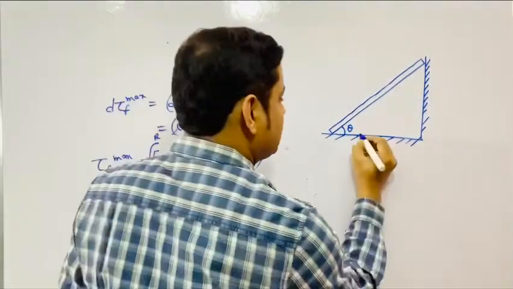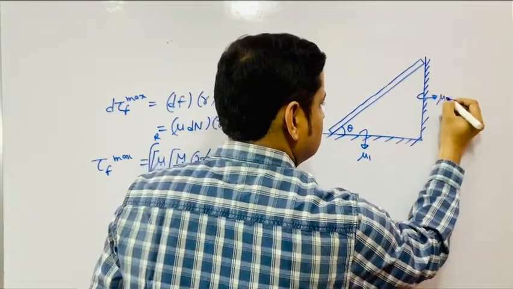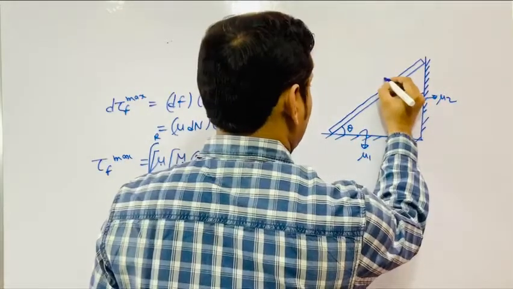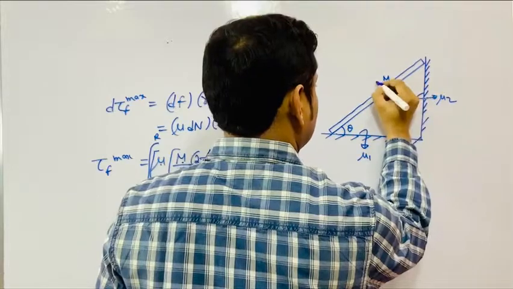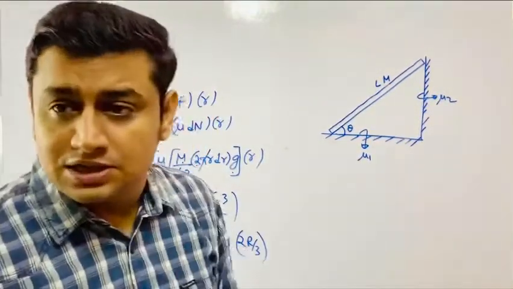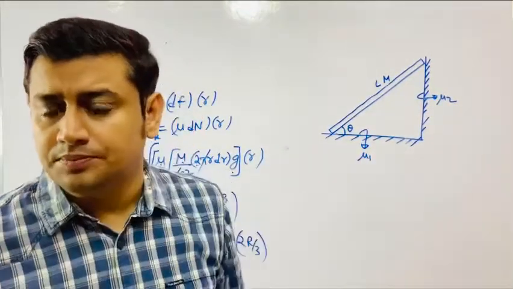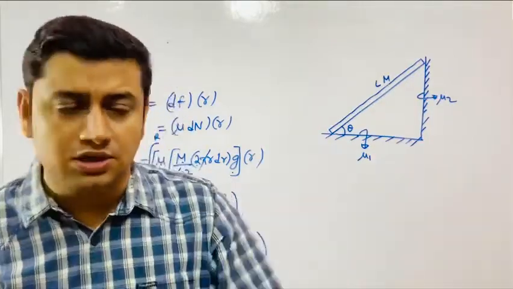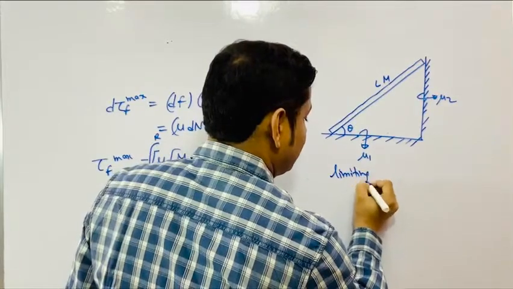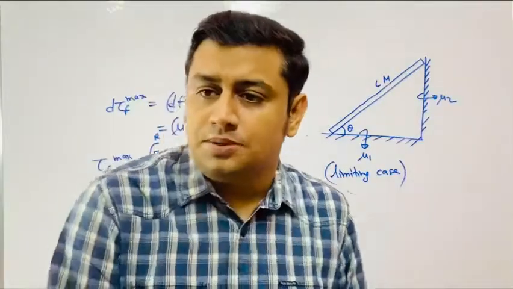Here the friction coefficient is mu1 and here the friction coefficient is mu2. This is a rod or ladder of mass m and length L. The question is, if this is the limiting case, meaning this is the boundary case, after this point it is about to slip. This is the boundary case, this is the limiting case. This is the diagram in the limiting case. The body is about to slip.